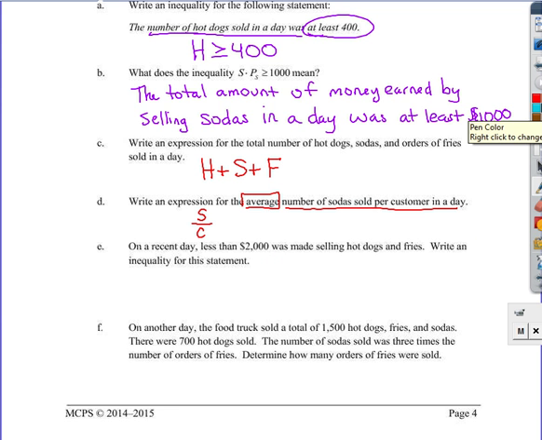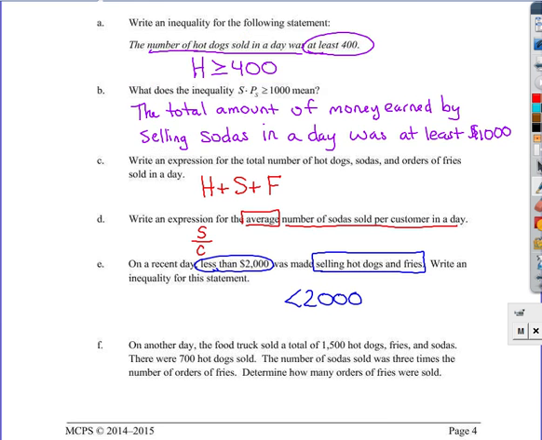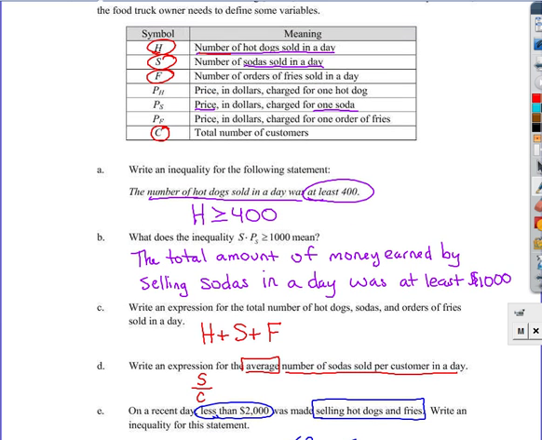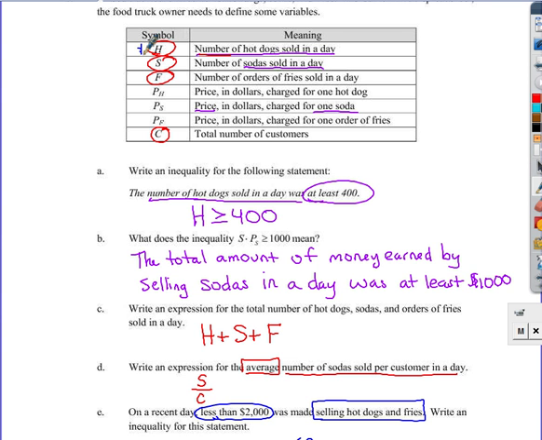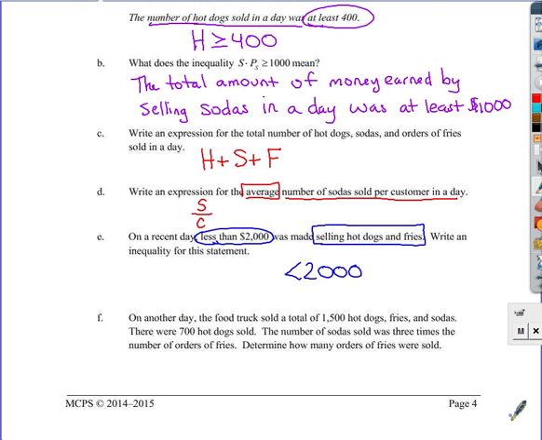Letter E. On a recent day, less than $2,000 was made selling hot dogs and fries. Write an inequality for this statement. So I know I have less than $2,000. So I'm going to write less than 2,000. And that's money, and we're selling hot dogs and fries. So I have to see how much I would make selling hot dogs. So that would be H and P sub H. So if I have H hot dogs, and each hot dog is a certain price, I have to multiply them to get the total price for hot dogs.